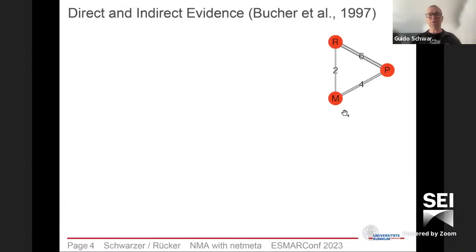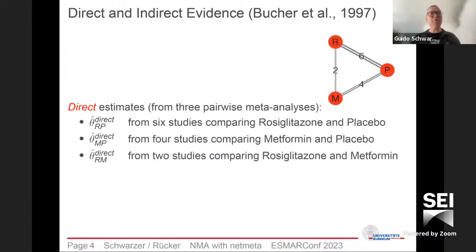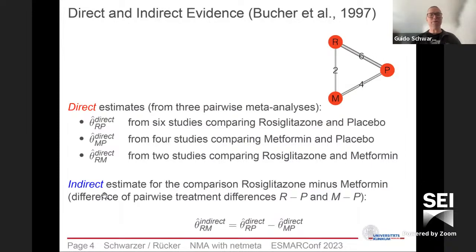So this is the small network that we are looking at. In this network graph, you see the 6, 4, and 2 studies respectively. Here is some notation for this. So basically what we do is we conduct 3 pairwise meta-analyses: one meta-analysis with 6 studies comparing rosiglitazone and placebo, 4 metformin and placebo, and the 2 comparing rosiglitazone and metformin. And based on these direct estimates, we can calculate the indirect estimate comparing rosiglitazone versus metformin by looking at the difference of the differences. And this is given here at the bottom.